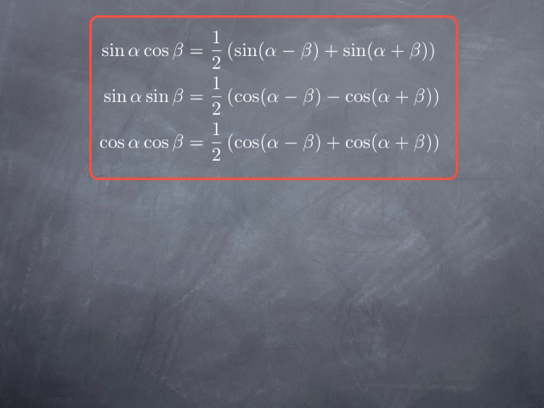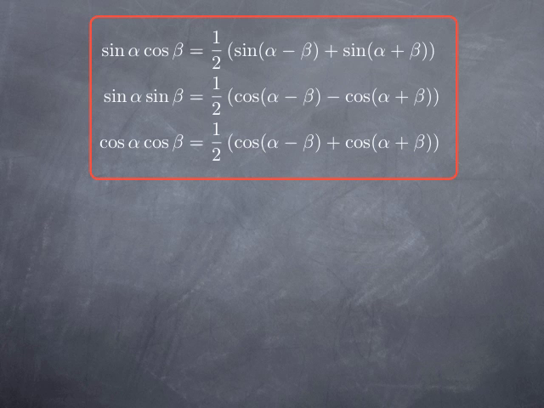And it all comes down to these trigonometric identities that transform products into sums or differences. Specifically, if you take the product of the sine and the cosine, it's the 1/2 sum of the sine of the difference of the angles plus the sine of the sum of the angles. If you take a product of two sines, it's the half difference of cosine of the difference of the angles minus cosine of the sum of the angles. And if you take a product of two cosines, it's the half sum of the cosines of the difference and sum of the angles.